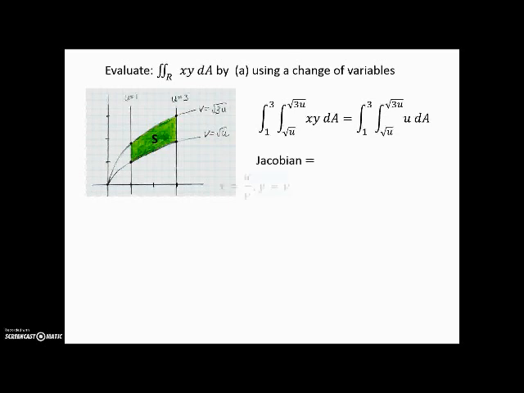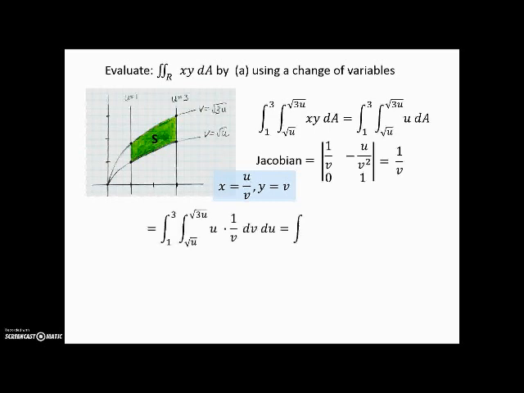So we need the Jacobian. And here are the equations for x and y. So we compute the partial derivatives and cross multiply and get a very nice Jacobian. So now we have the integral from 1 to 3 from root u to root 3u of u, which took the place of xy, times the Jacobian 1 over v, dv du. And we can integrate 1 over v, make it log v, and then we have to substitute these limits. So we get this nice expression.